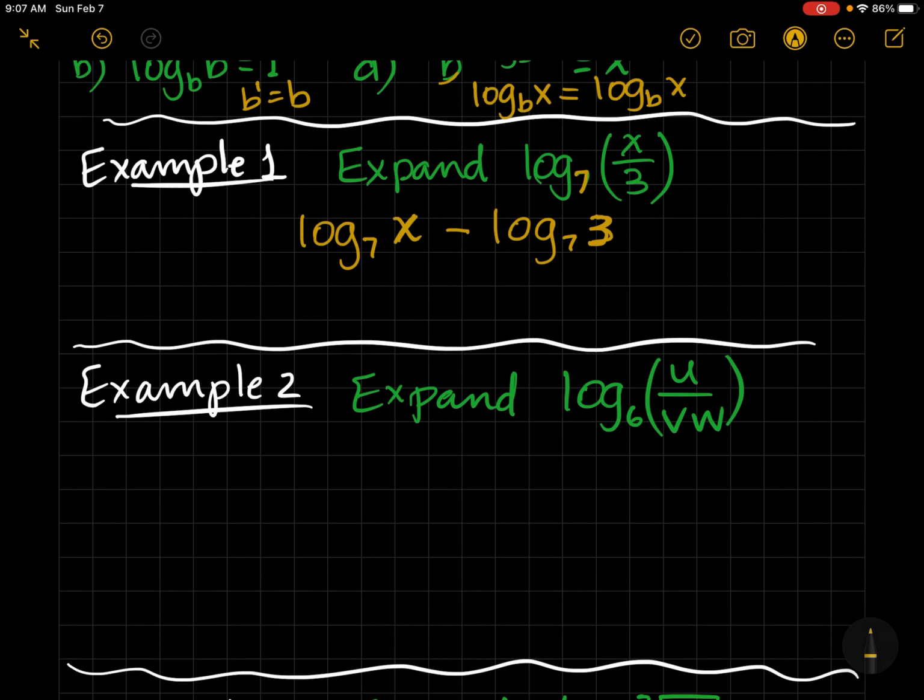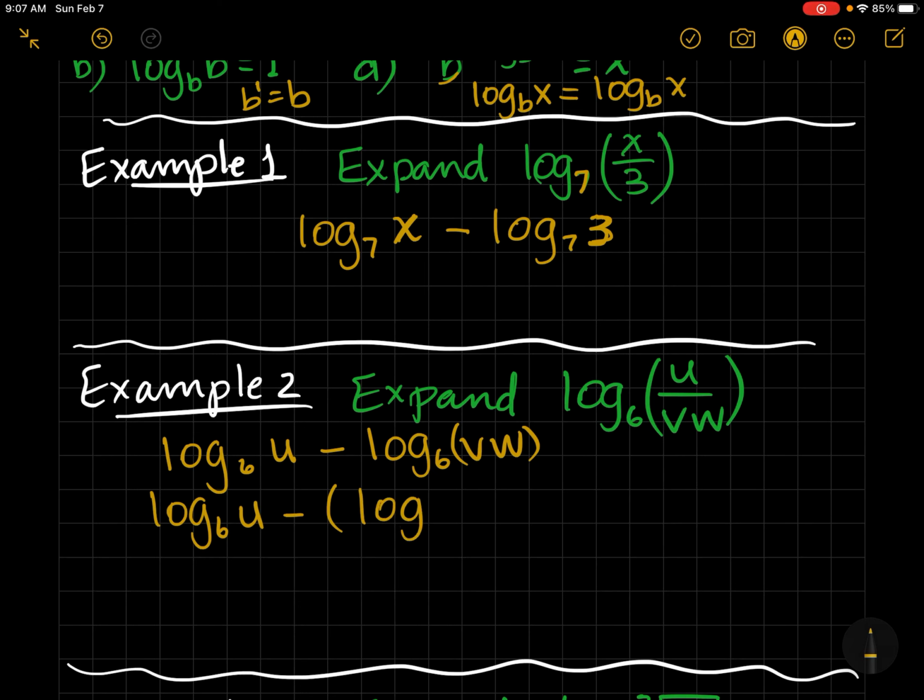Alrighty, let's look at example 2. We're going to need to use the first two properties on this. And you have to be very careful here. So, first, I'm going to say log base 6 of u minus log base 6 of VW, Volkswagen. And now I'm going to expand the second part, but I need parentheses: log base 6 of V plus log base 6 of W.